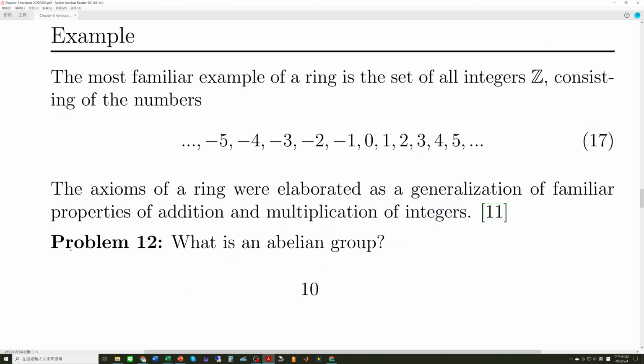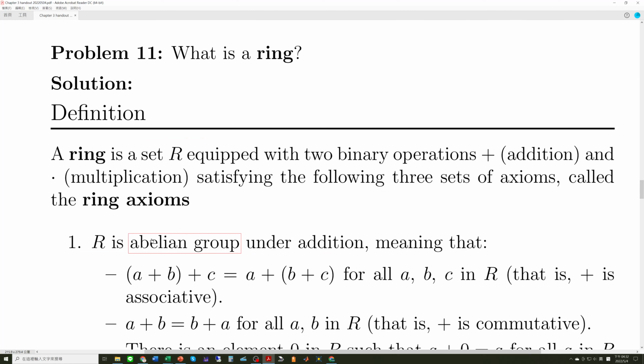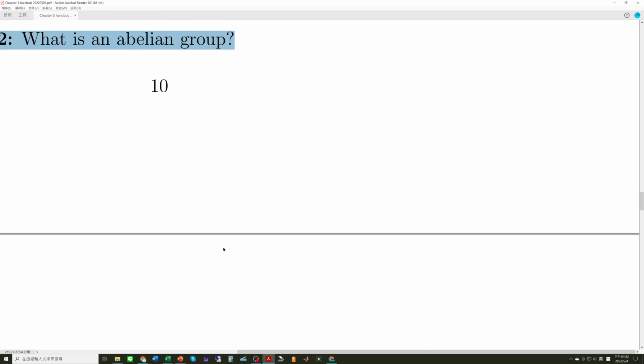Next, let us look at problem 12. What is an abelian group? Why do we need to know what is an abelian group? Because it appears in the solution to problem 11. Let us go to abelian group.